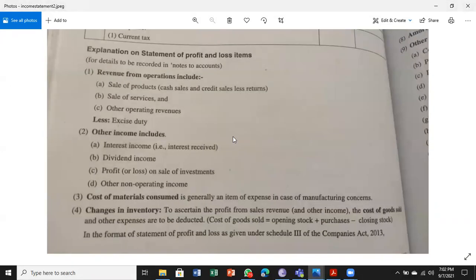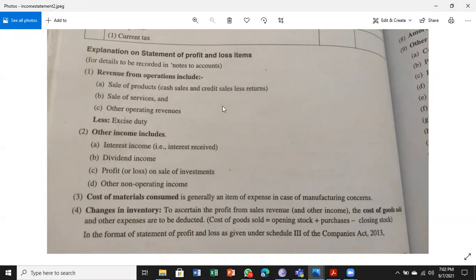So let me go for information. What we have discussed therein. First heading was revenue from operations. Operations means regular business activity for which the business is established, for which purpose the business has been started.